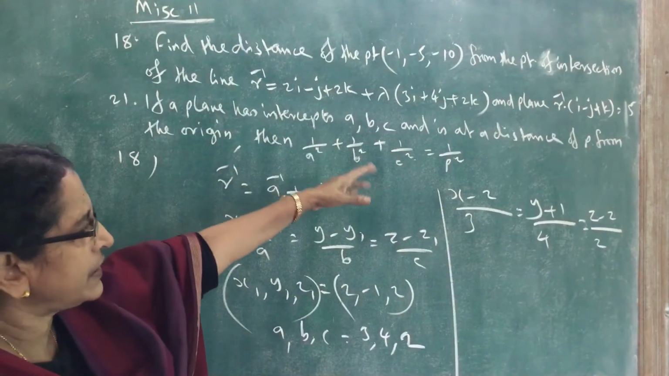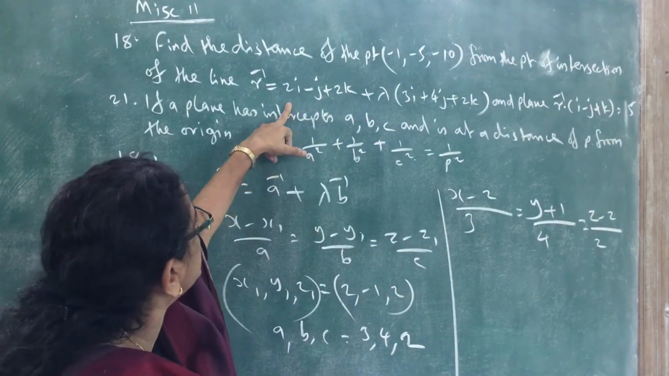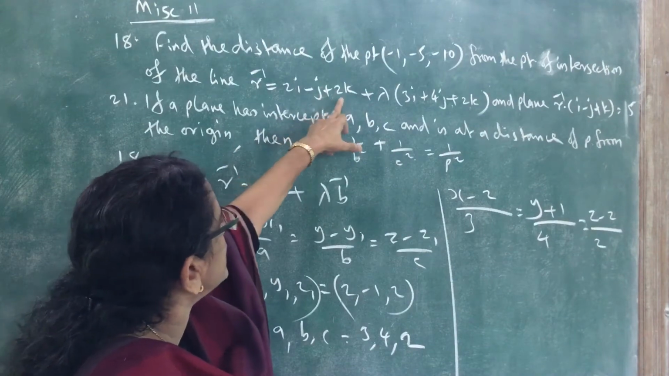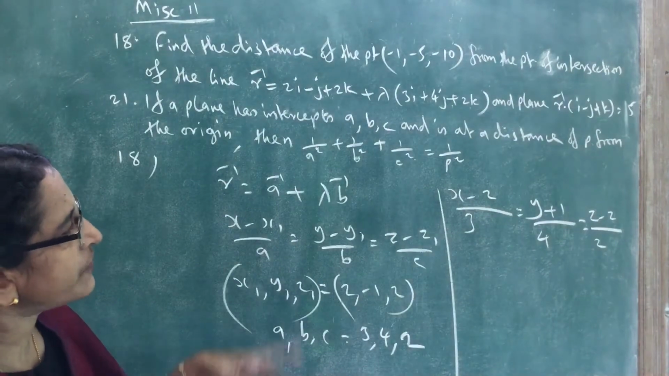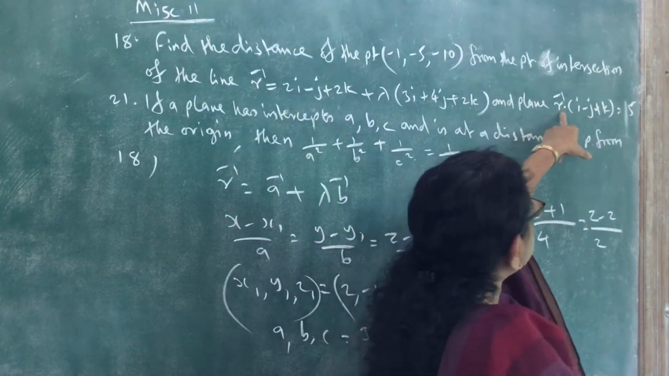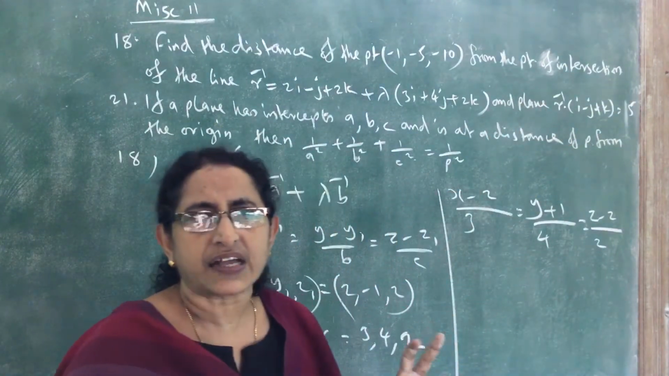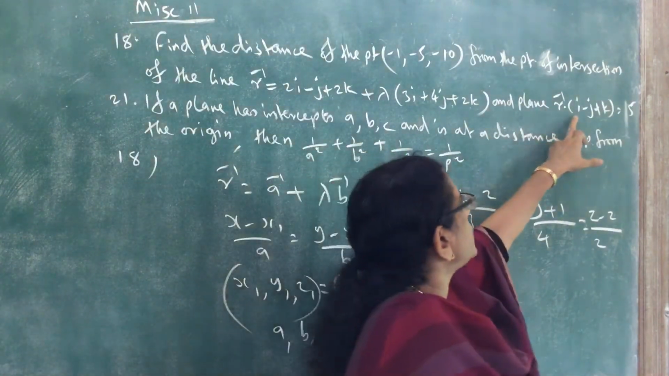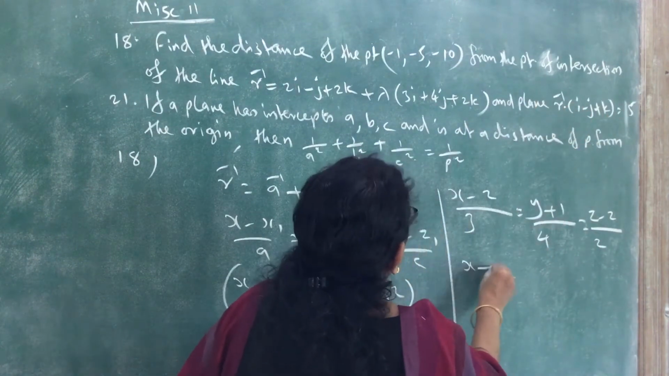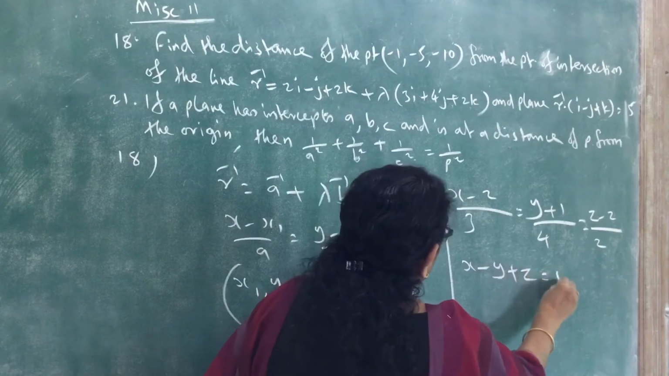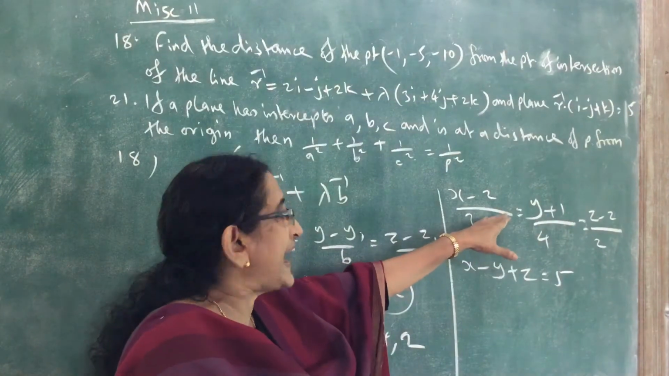This is the line in Cartesian form: (x minus 2)/3 equals (y plus 1)/4 equals (z minus 2)/2. So that is the equation of the line. Now we can write the plane in Cartesian form. Vector r is xi plus yj plus zk. So when you find the dot product, it is 1 into x minus 1 into y plus 1 into z, that is x minus y plus z equals 5. So this is the plane in Cartesian form, and this is the line in Cartesian form.